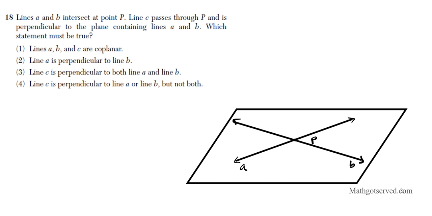Okay, so there we go. We have a plane containing lines A and B, but C is perpendicular to this plane and goes through this point. So if C is perpendicular to this plane and goes through this point, then this is what C is going to look like. It's going to look something like this.